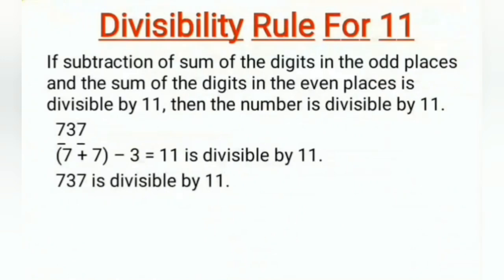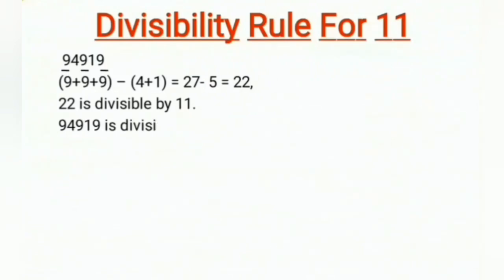Another example is 94,919. Here the odd place digits are 9, 9 and 9, so we have to add them and then subtract the even place digits 4 and 1. So we get 27 minus 5 is equal to 22. As 22 is divisible by 11, 94,919 is also divisible by 11.